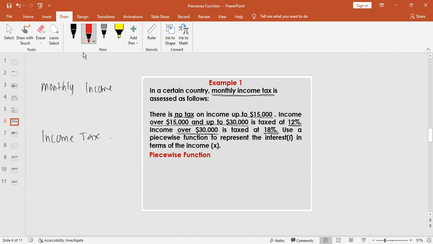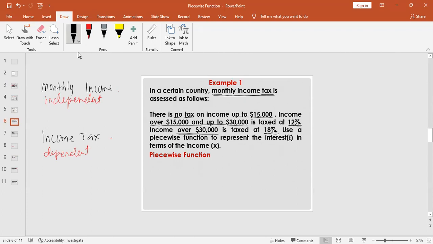Again, my question is, which one is the dependent variable? It is the income tax. Okay? Magdedepende yung ibabawas na income tax sa'yo sa kung ilan yung monthly income mo. So, ito yung independent variable. This is very important. Okay? Identifying the dependent and independent variables. Okay? So, we are done with the first two steps. So, we can now construct the piecewise function.